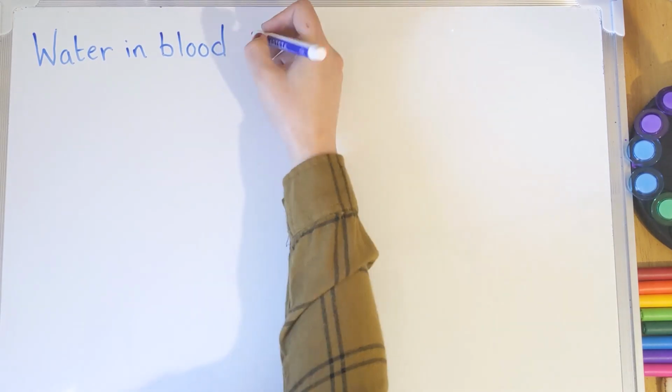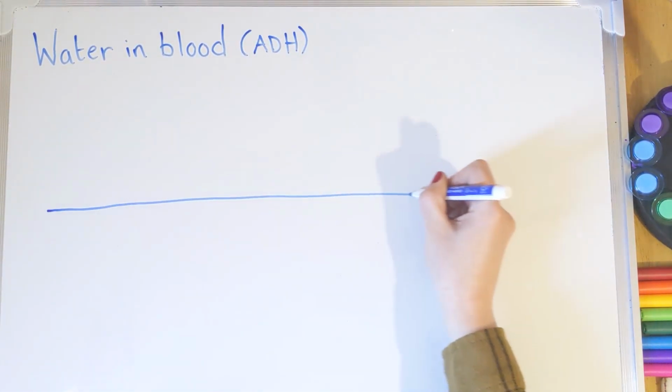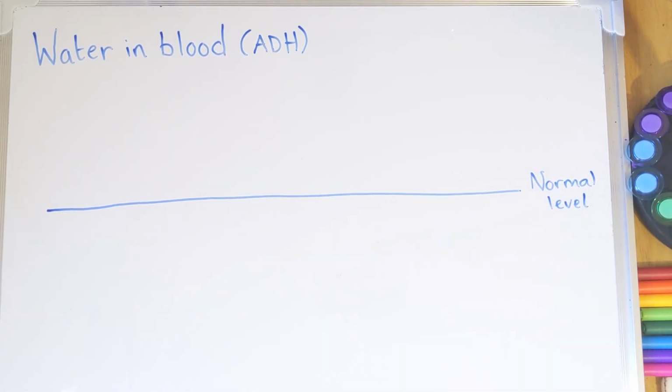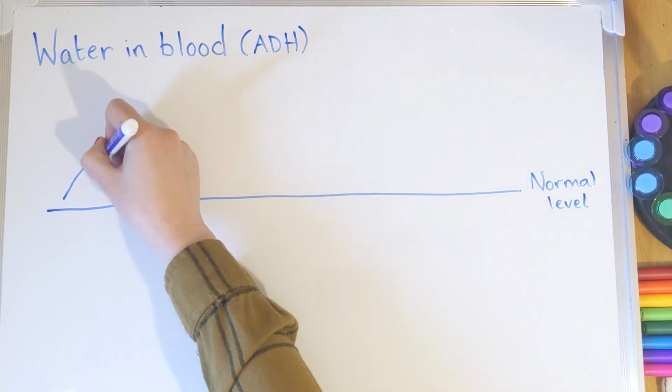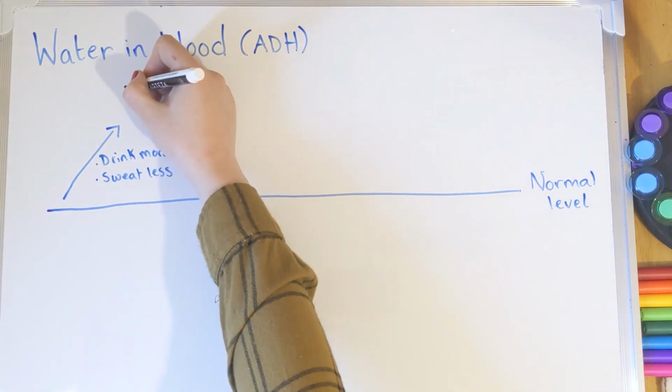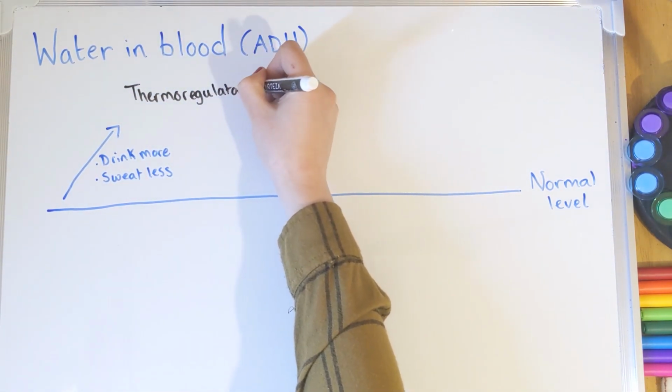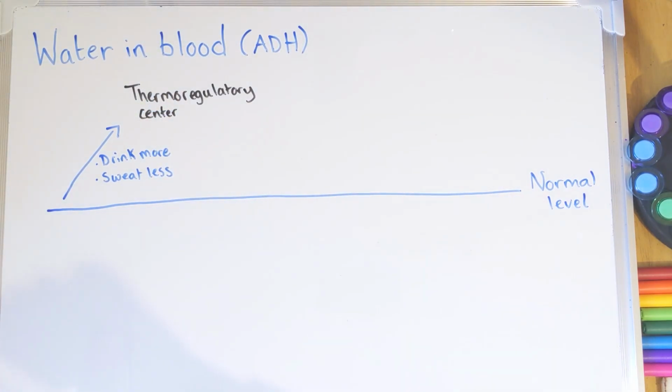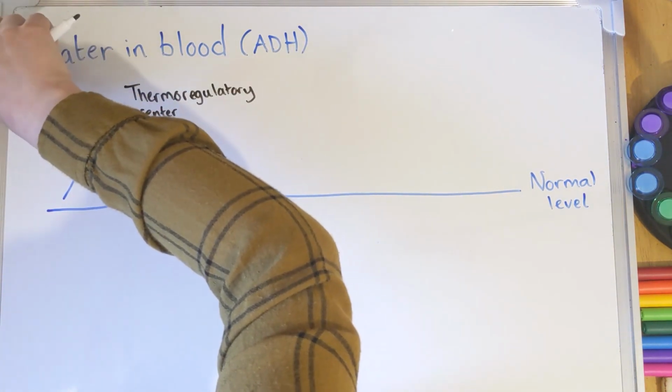Okay, let's have a look at ADH then. So ADH, remember, is to do with the kidney, and if you can't remember what happens in the kidney, there's a two-part video that I've got on the channel, so check that out. I'll link it in the description as well. So the water levels in your blood will go up because you're either drinking more fluid or you're sweating less. It could be a cold day, so your body doesn't need to cool you down.